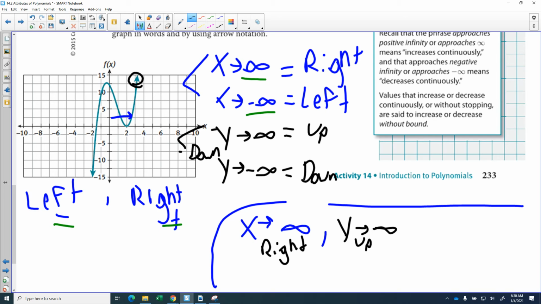X arrow infinity meant right, y arrow infinity meant up. Well, now, since I've done the right-hand side, I also have to do the left-hand side because there's two different arrows on the graph. So now I've got to write x arrow to negative infinity, which means left. And I have to state what the arrow is doing. Well, on the left-hand side, the arrow is going down. Okay? And that's using our end behavior to our advantage.